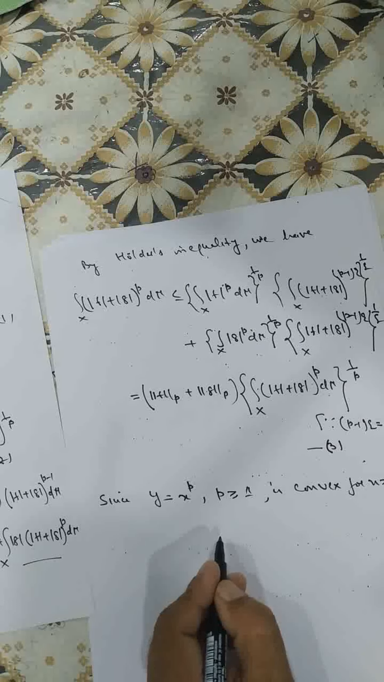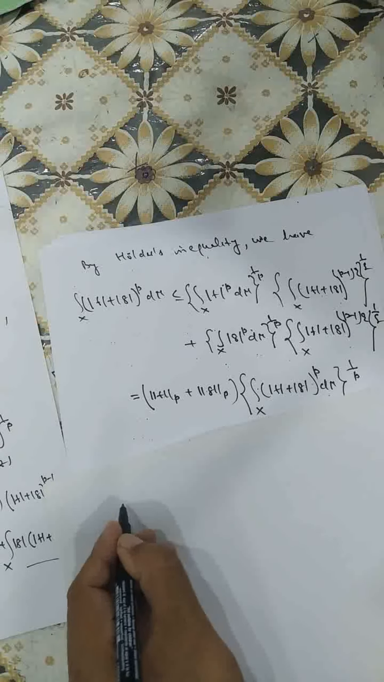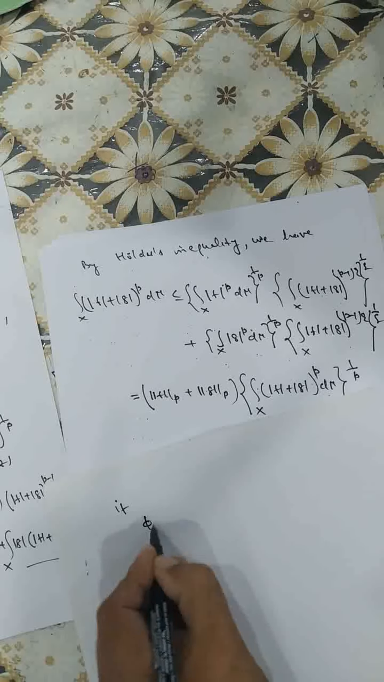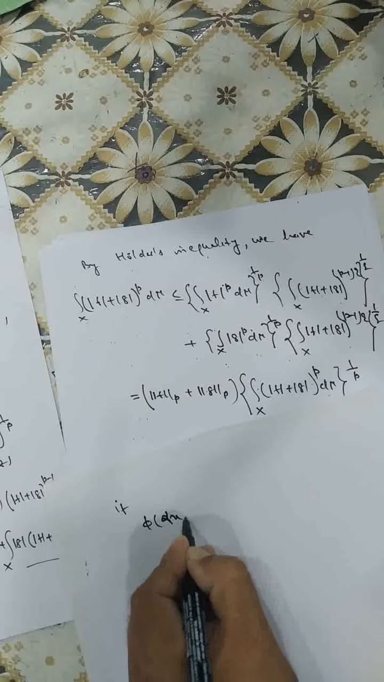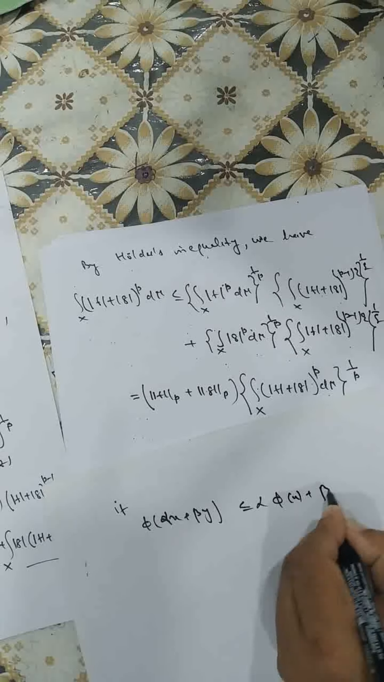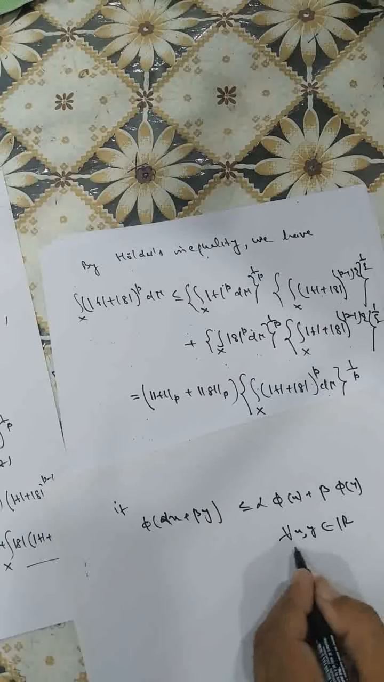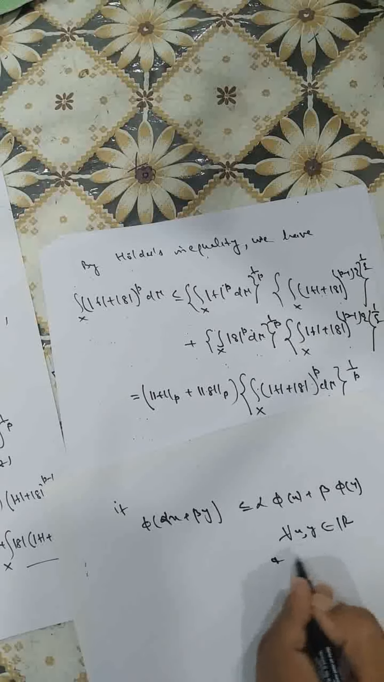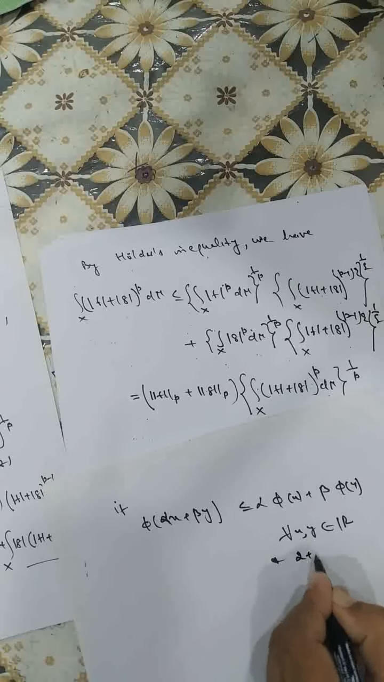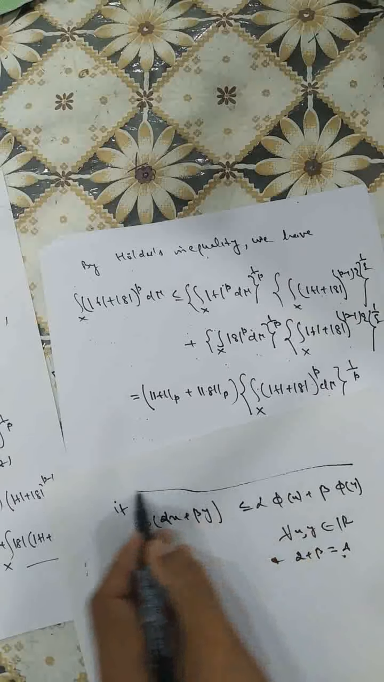Okay. You have this convex for x getting 0. You know the value of convex. I will give the definition: a function phi from R to R is convex if phi of alpha x plus beta y is less than or equal to alpha phi x plus beta phi y for all x, y belonging to R, with the condition that alpha plus beta is equal to 1. This you know, the definition of a convex function.